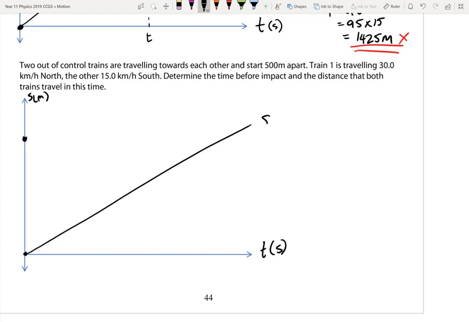That's going to be S of train 1, plus 0 because we're at the 0. And then we're going to say train 2 has a steeper gradient. It's 15. Sorry, it's not steeper. It's shallower.